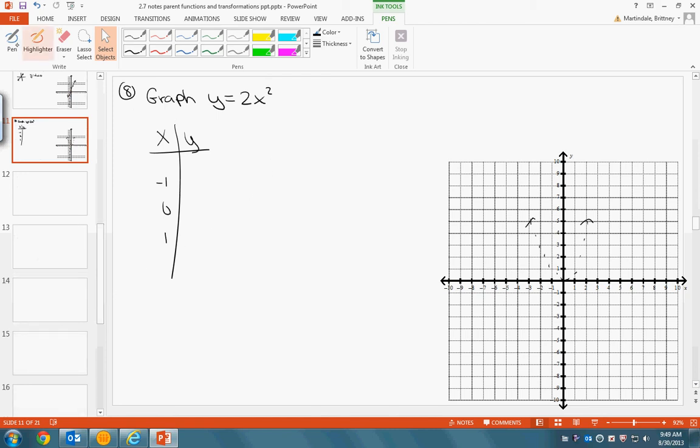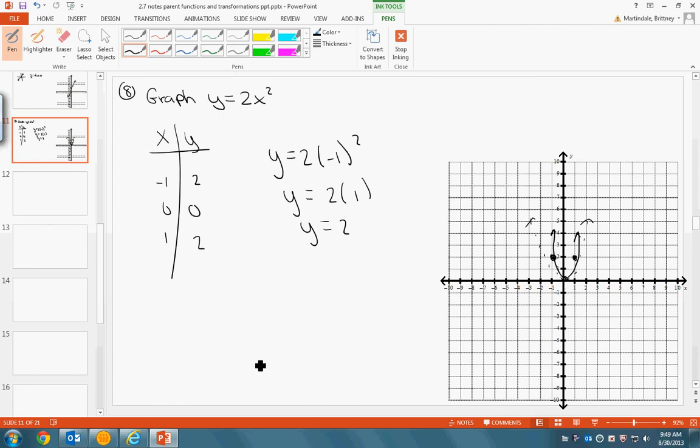Okay, so y equals 2x squared. If I do -1, what's -1 squared? 1, so you get 2. 0 squared times 2 is 0. 1 squared times 2 is 2. So our final answer is (-1, 2), (0, 0) still, and (1, 2). Do you see how this was skinnier than the original problem?